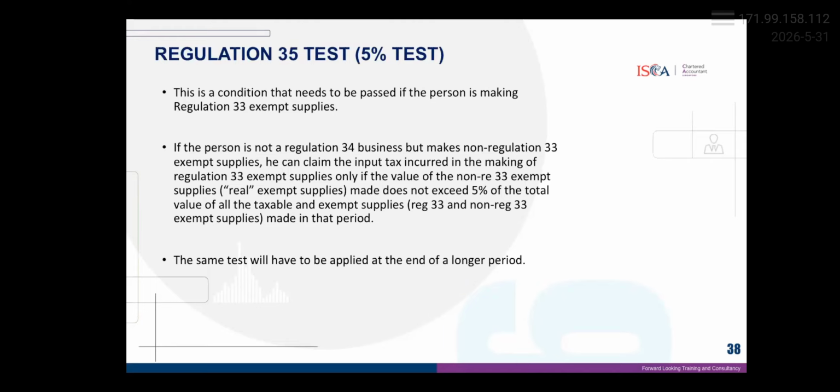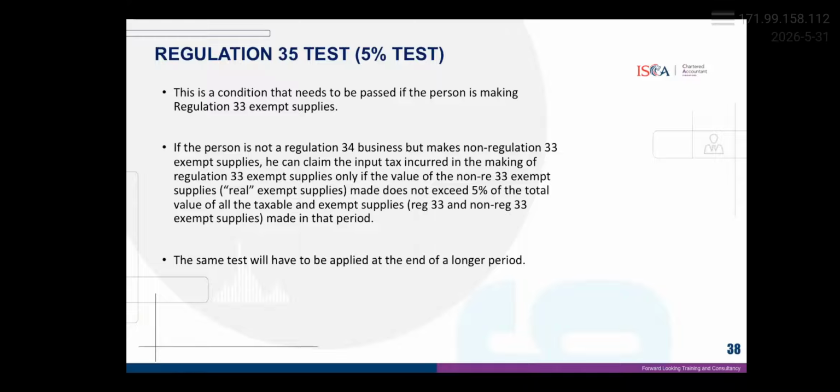Now, assuming you're not a bank, you're just a normal company running manufacturing and selling goods, then you would have passed the Reg 34 business test. The next test we need to subject the regulation 33 exempt supply to is a Reg 35 test. This is a condition that needs to be passed if the person is making Reg 33 exempt supply and you want to claim the input tax in relation to this Reg 33.